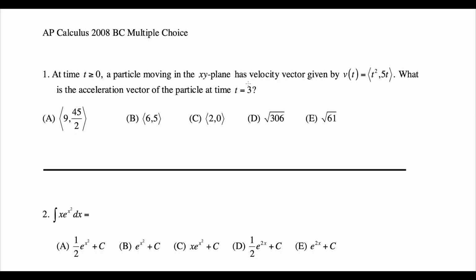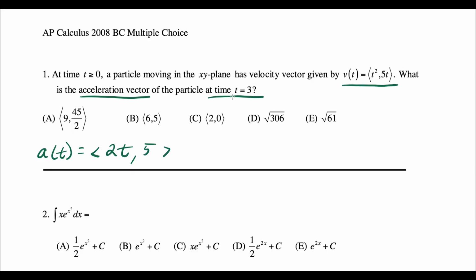So first up here we have a particle moving, and we're given the velocity vector over here, and we want to know what the acceleration vector is specifically at time t equals 3. So the first thing we need to know here is that the acceleration vector we get by taking the derivative of the velocity vector. So we take the derivative of the x component, t squared, the derivative is 2 times t. And the derivative of 5t is just 5.